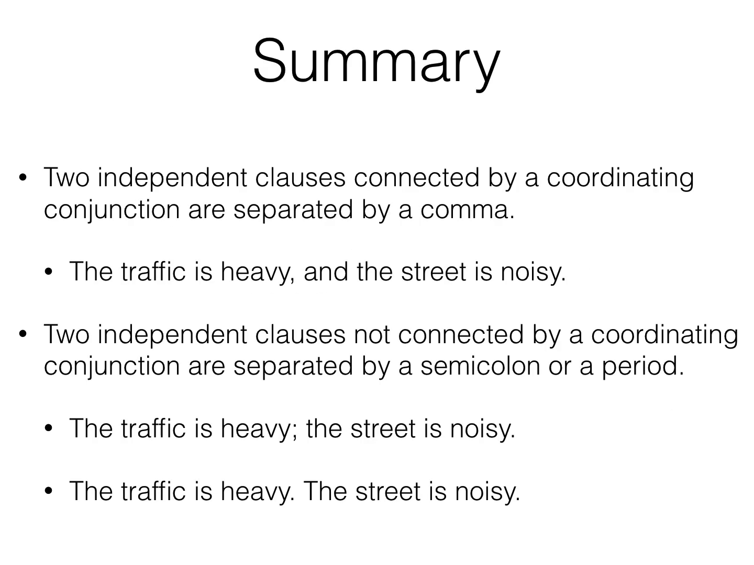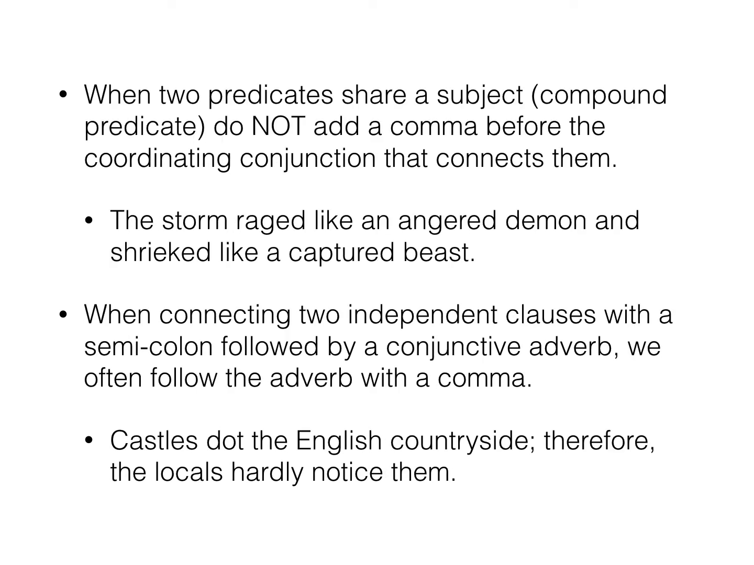So let's summarize. Two independent clauses connected by a coordinating conjunction are separated by a comma. Two independent clauses not connected by a coordinating conjunction are separated by a semicolon or a period. When two predicates share a subject, we call it a compound predicate; do not add a comma before the coordinating conjunction that connects them. When connecting two independent clauses with a semicolon followed by a conjunctive adverb, we often follow the adverb, or that connecting word, transition word sometimes it's called, with a comma.